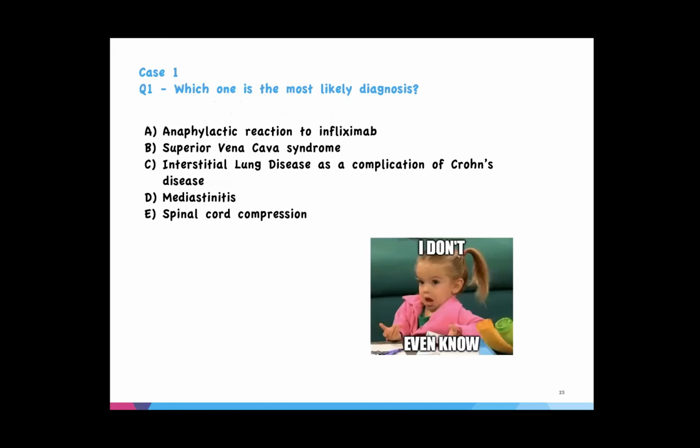So which one of these is the most likely diagnosis? A, anaphylactic reaction to infliximab. B, Vena Cava syndrome. C, interstitial lung disease as a complication of Crohn's. D, mediastinitis. E, spinal cord compression. And again, I'm going to poll.